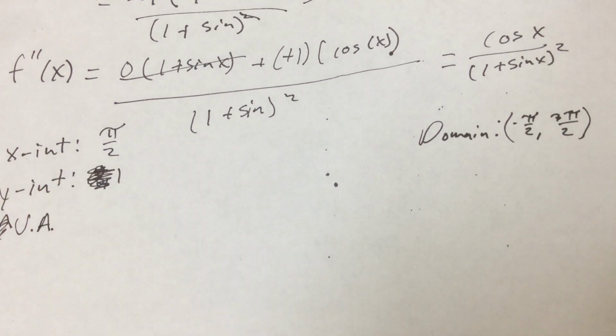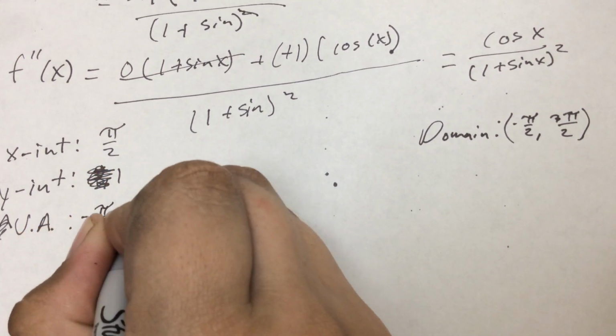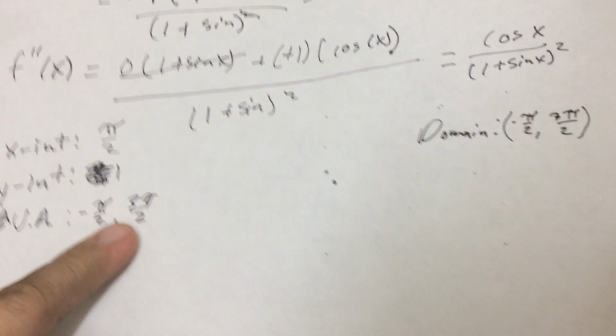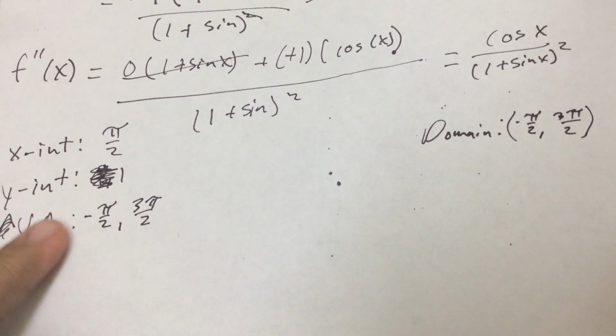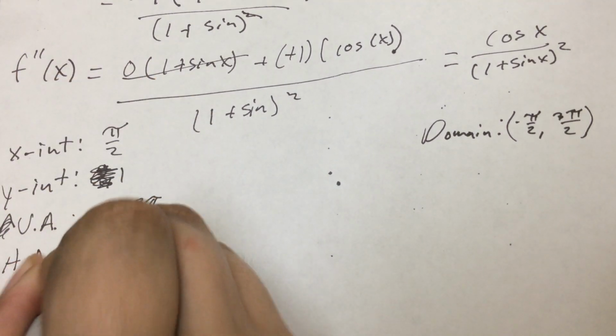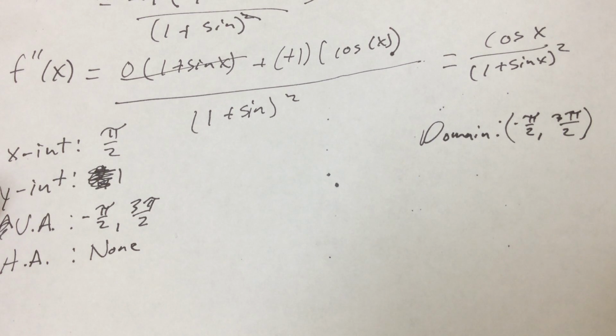Vertical asymptote. That's going to be at our negative pi over 2 and 3 pi over 2. Because again, that's what's going to make the bottom be 0, which is why we restricted our domain. So those are going to be vertical asymptotes. That's why we're going to go up to them and not past them. As far as horizontal asymptote, we're not going to have one here. Long story short, it's trig functions, so that's not going to end up happening. I can show you the graph. We'll get to the graph. You'll see why.